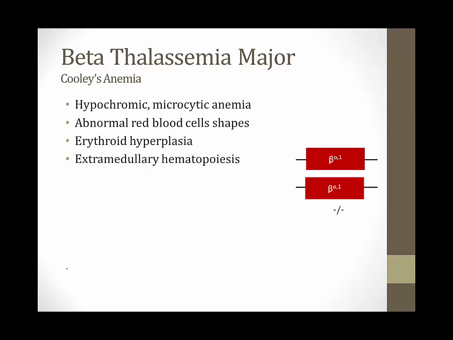There are 4 important features of this disorder that I always remember so that I can recognize it. The first is a hypochromic microcytic anemia, just like you would expect in a patient with underproduction of normal hemoglobin. The second is marked abnormalities of red blood cell sizes and shapes. We'll talk about that in a minute. The third feature is erythroid hyperplasia, and the last feature is extramedullary hematopoiesis.